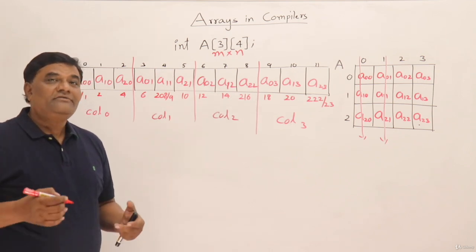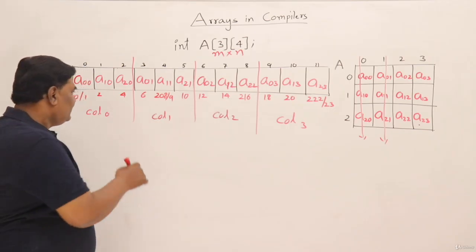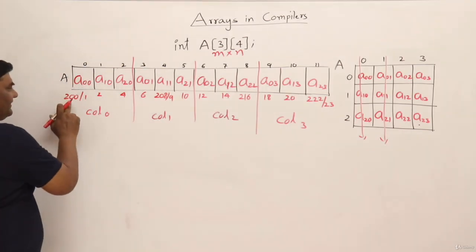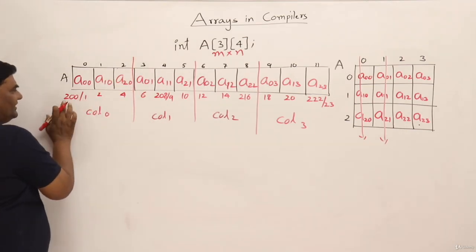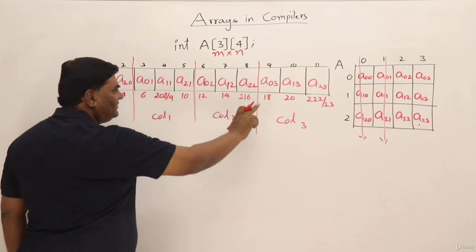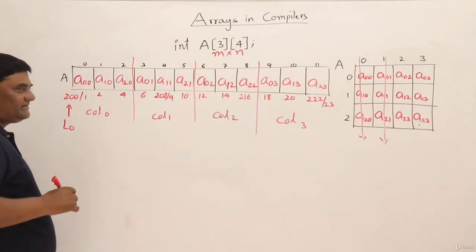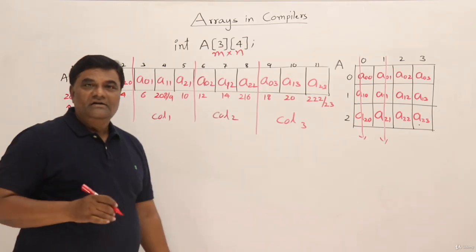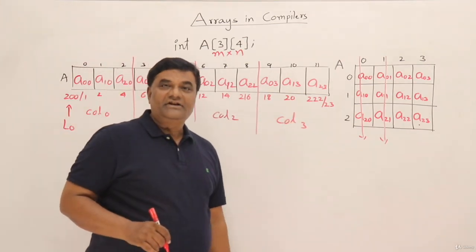Now we need a formula for obtaining the address of any element. I have taken the addresses starting from 200, and as integers, every integer takes 2 bytes. So this is 200 and 201, 202 and 203, 204 and 205, and so on. Let us call this starting address L0, that is the base address, location 0. Now let us take some example elements from there and frame a formula.